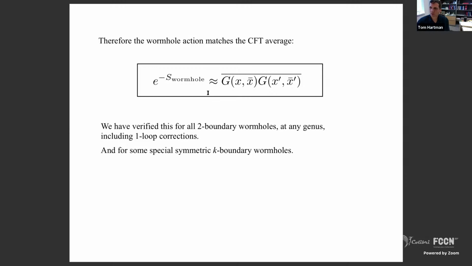I've described this for a particular wormhole, which is a 4-point function squared, but we've verified this formula for all of the 2-boundary wormholes that I showed a couple slides back, with any genus, any number of operator insertions, and we've also checked the one-loop corrections to that calculation. Those also agree. We've also checked it for some special highly symmetric K-boundary wormholes, more than 2 boundaries, that is.